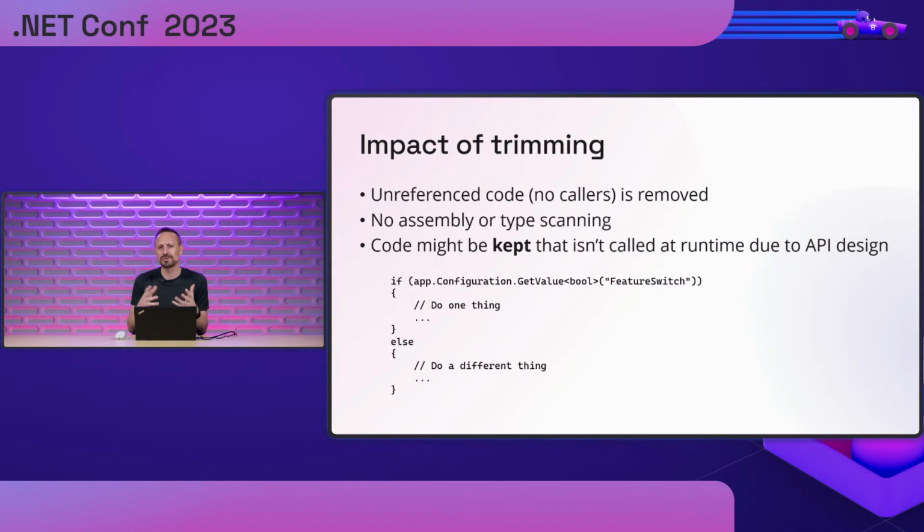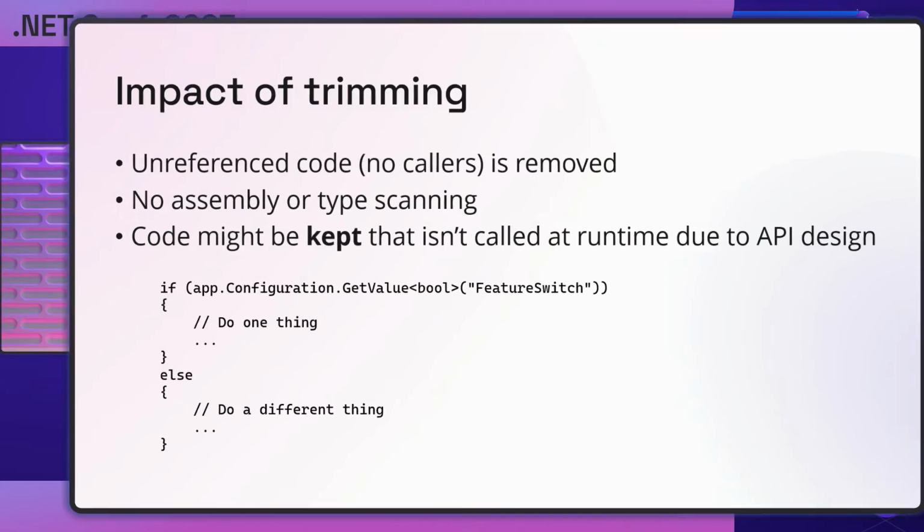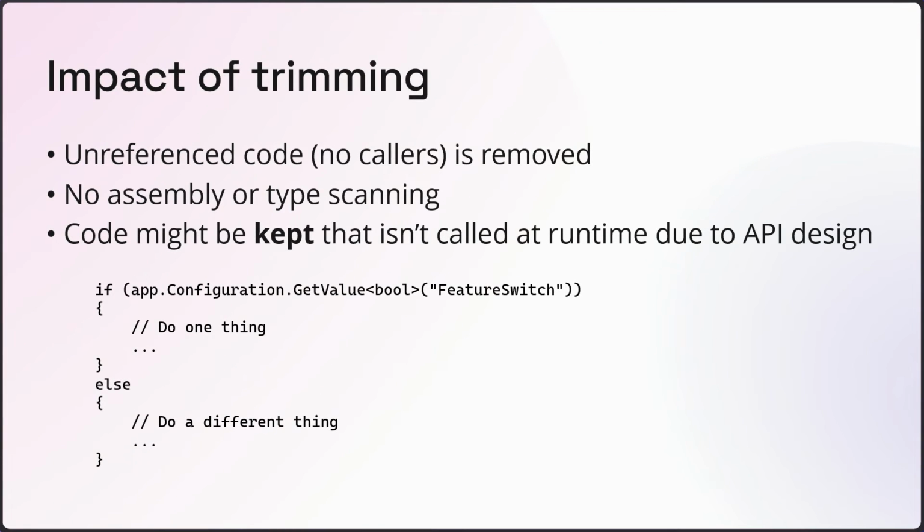Well, unreferenced code, the code that has no callers, is just removed. And it's unreferenced code from the point of view of what the compile toolchain can observe. It needs to statically analyze. It doesn't run your app. It simply analyzes your app statically at publish time to determine what it thinks is not being called by your application. And then it removes code that is not being called. So that can lead to problems for certain types of patterns.